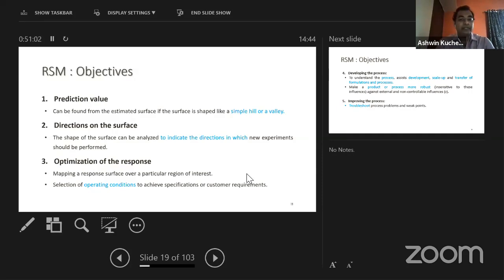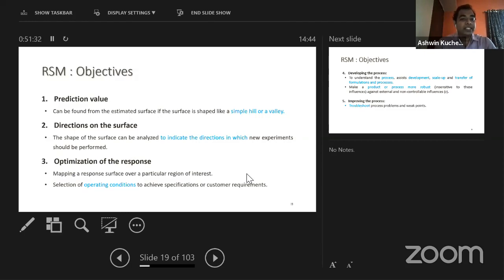You have to predict a value based on the surface. So response surface methodology means there is a surface, and there is a method to determine the response: in which direction it is, whether it is in a plus direction or a minus direction, and whether its shape is a simple hill or a valley. So the predicted value can be found from the estimated surface if the surface is shaped like a simple hill or a valley.